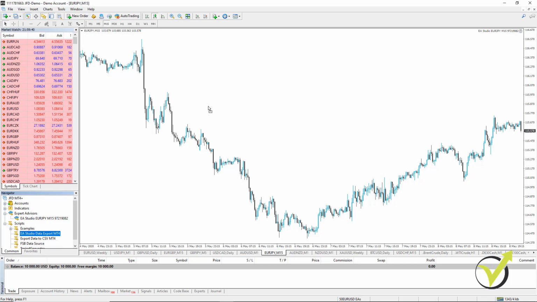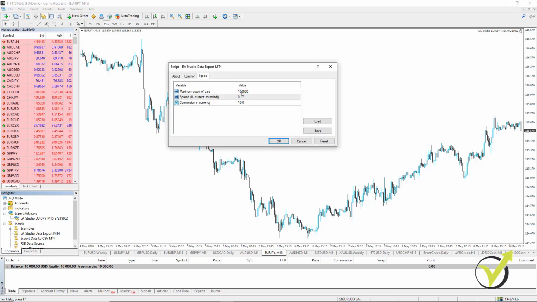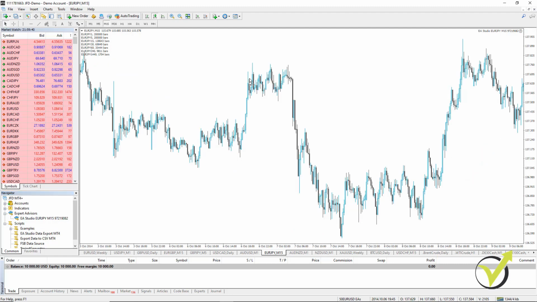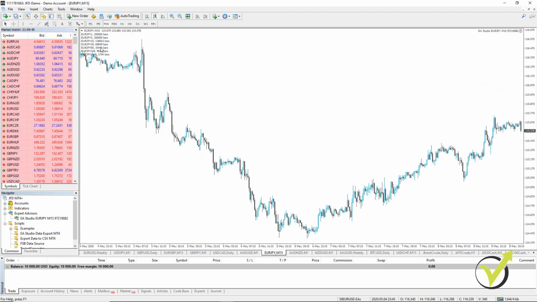After that, drop it over the chart, and for maximum count of bars, I would suggest you to do 200, and then enter the spread and the commission that you have for the broker, and click on OK. And this will export all the data that you have for this currency pair. And if you don't have a lot of data, just press the Home key on your keyboard, so it will load more data, and you can see all the data is now exported.